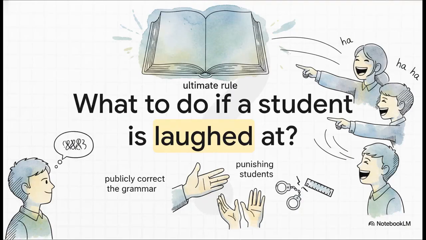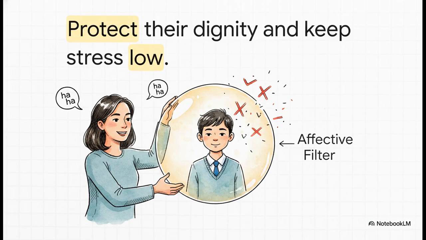Let's look at one final super high-stakes scenario to really put the ultimate rule of our blueprint to the test. Imagine a student takes a brave risk, speaks up, makes a noticeable grammar mistake, and the rest of the class laughs. What is your immediate reaction as the ideal teacher? Do you stop the whole class and publicly correct their grammar right then and there? Do you punish the kids who are laughing on the spot? Your very first, and honestly your only priority in that exact second, is the affective filter.